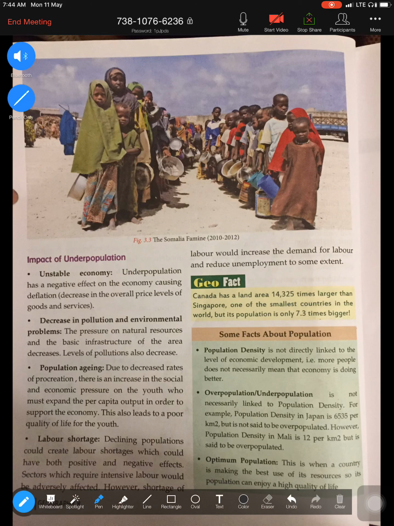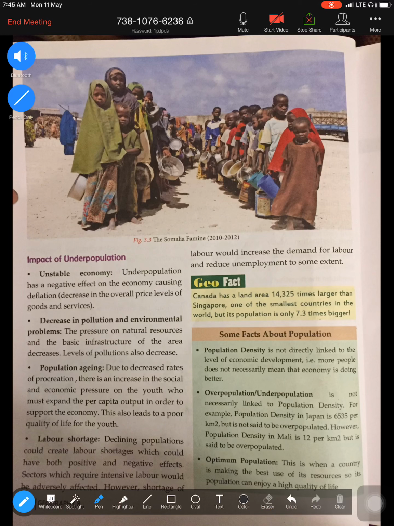Second, one positive impact could be that the pressure on natural resources and basic infrastructure decreases, and the pollution level also decreases. So this could be a positive impact of underpopulation. There's not much pressure on resources like food, water, land. At the same time, fewer people means less construction, less building of industries, less traffic. So this can lead to a reduction in the pollution level, which can be a good impact of underpopulation.